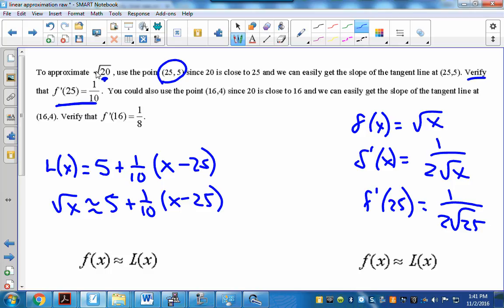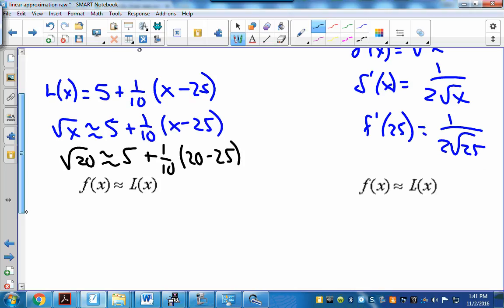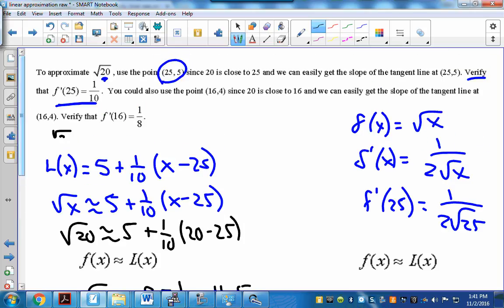Okay? The function's about the same as the line, and you're trying to figure out the square root of 20. So just chuck 20 right in there. Square root of 20 is about 5 plus 1/10 times 20 take away 25. What do we get? The square root of 20 is about 5 minus 1/2. Right? 4.5. Make sense? I would hope. We know the square root of 25 is 5, so the square root of 20 has got to be something smaller than 5, like 4.5.